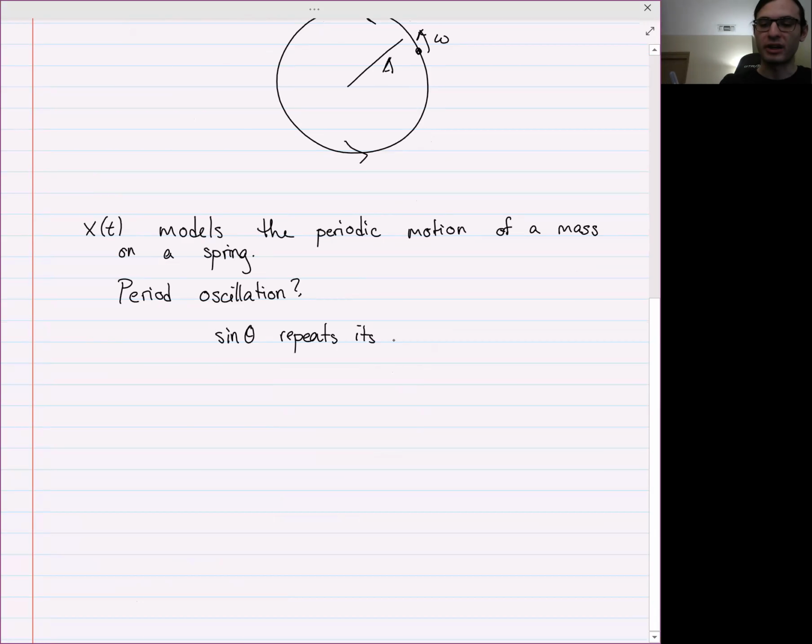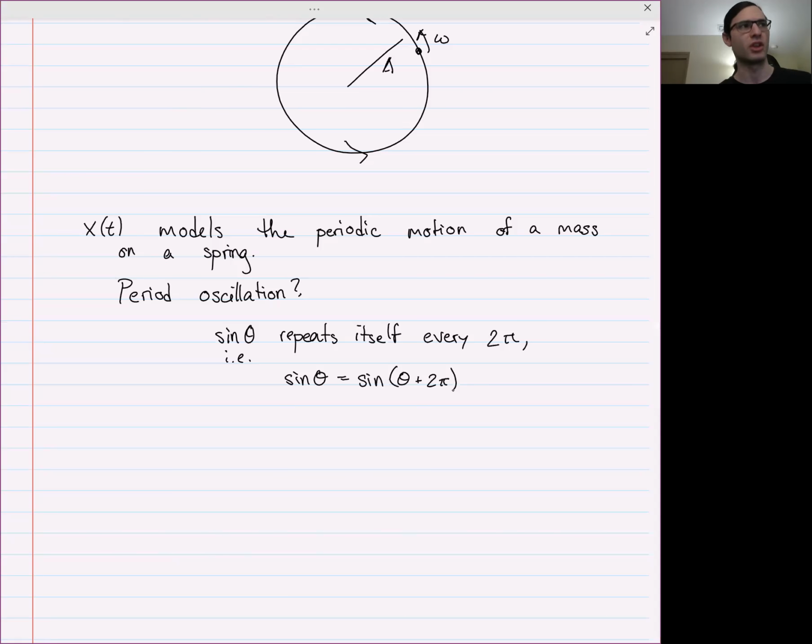Sine of theta repeats itself every 2 pi, i.e. the sine of theta is equal to the sine of theta plus 2 pi, and the derivatives of these things are also equal when you add 2 pi, and the second derivatives and the third derivatives and so on. So the functions are just identical if you shift them by 2 pi.